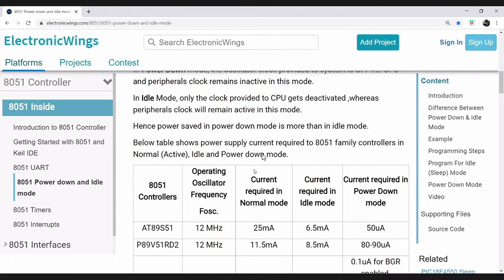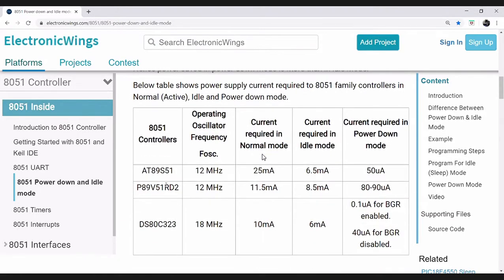Below, see, this table is also important. It shows why power down mode saves more power. The table shows the power supply current required by the 8051 family controllers in normal, idle, and power down mode. I don't require these two. This is the one, this part.